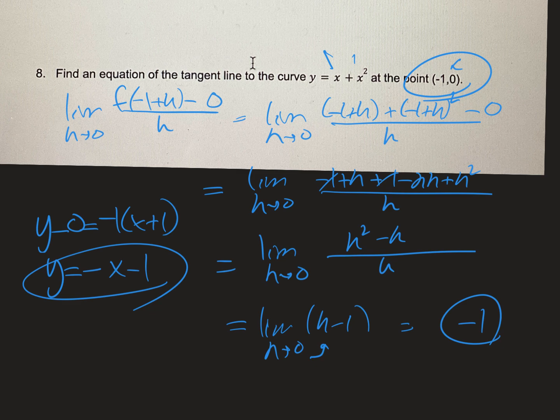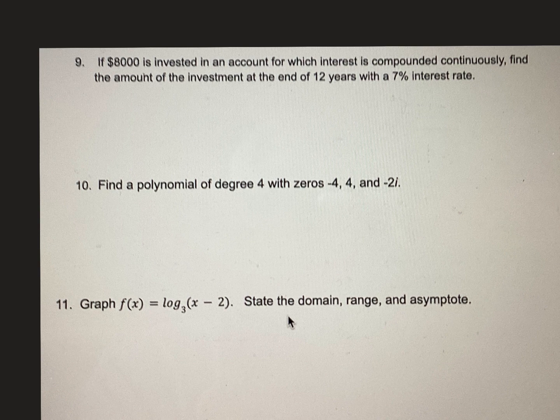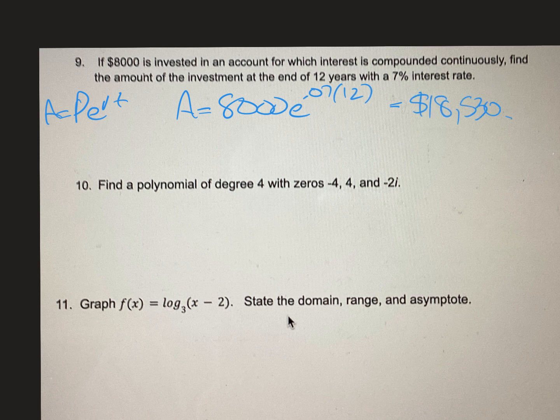That was fun. Number 9, if 8,000 is invested, compounded continuously, what is the amount after 12 years? Okay, this is a straight up PERT, okay? So I'm going to go A equals P e to the RT power. And all he wants is the final amount. The principal's 8,000, R is 0.07, time is 12. So I'm just going to punch that straight into my calculator. When I punch it in, I'm getting 18,530 and 94 cents.